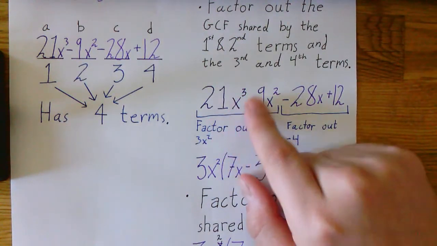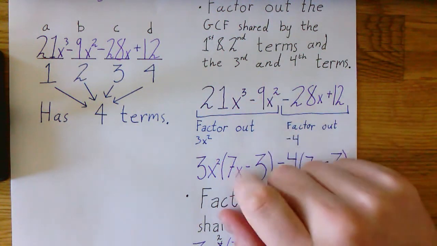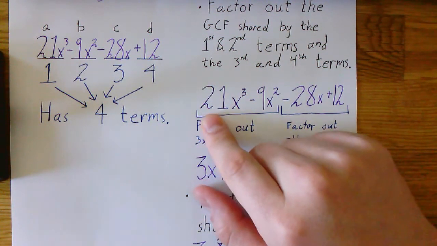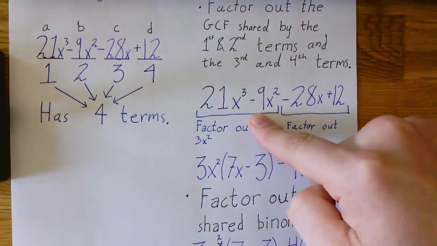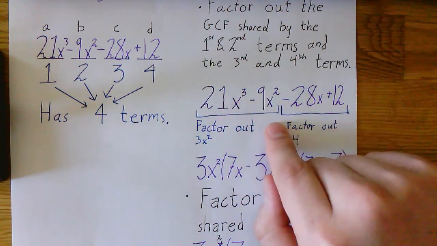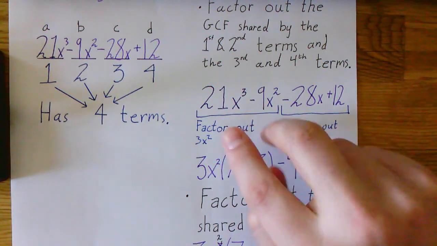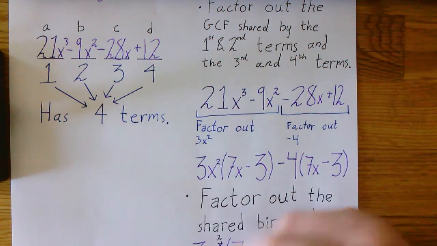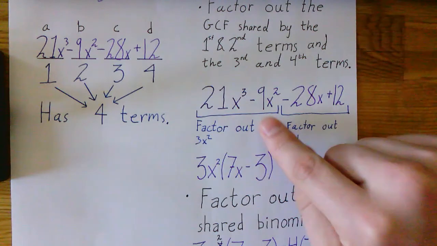21x cubed minus 9x squared. 3 goes into this. 3 goes into that. So we're going to take out a 3. This has 3 x's. This has 2 x's. I can take 2 from both of them. I can't take 3. This guy only has 2.